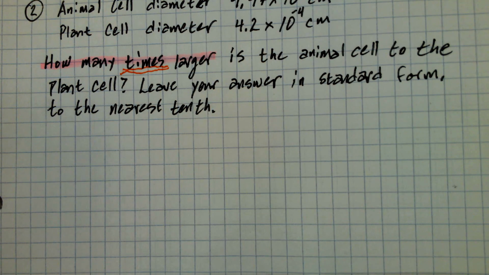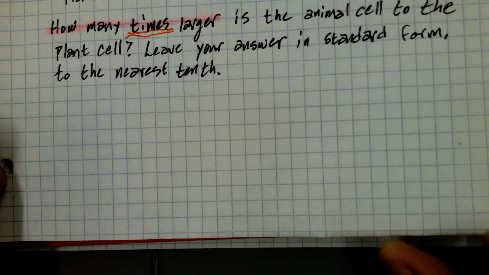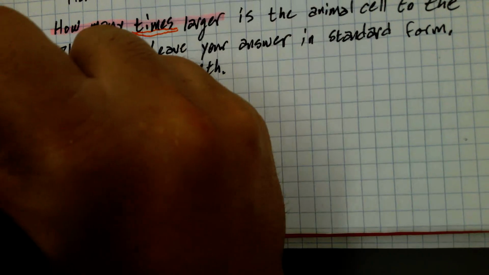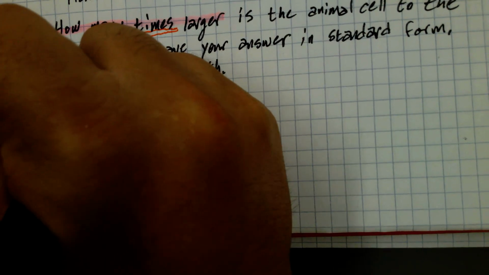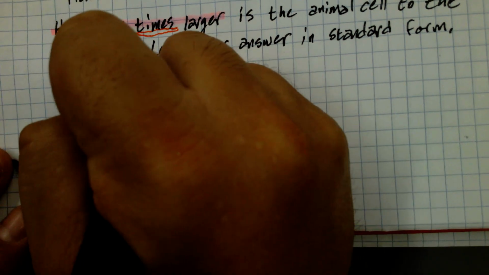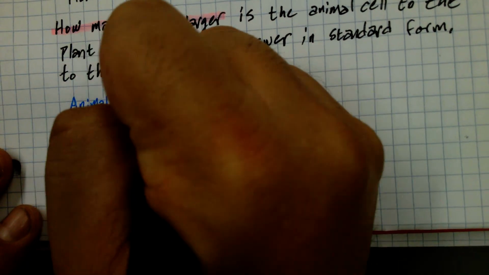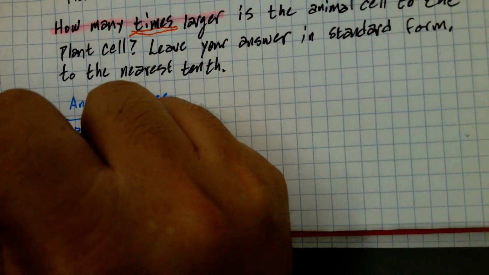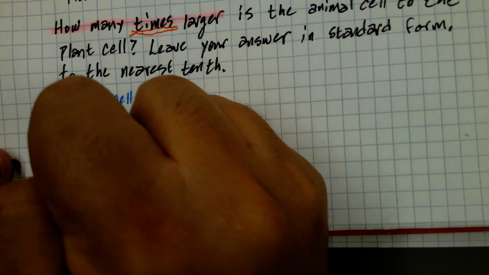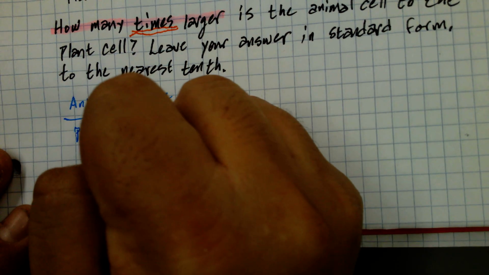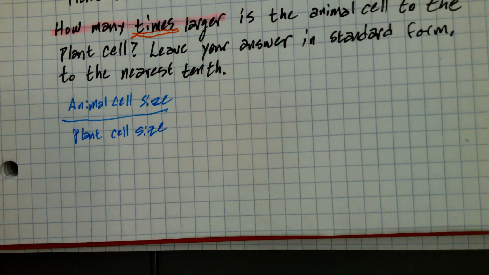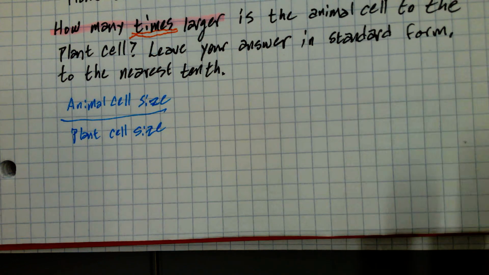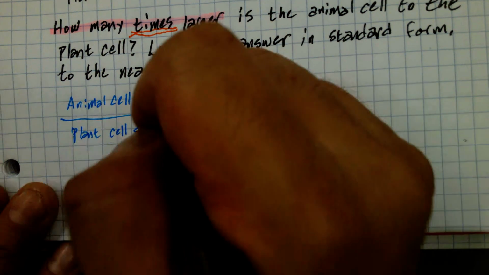So what we're actually being asked to do is look at the animal cell size to the plant cell size. So we're dividing. Let's go ahead and do that.